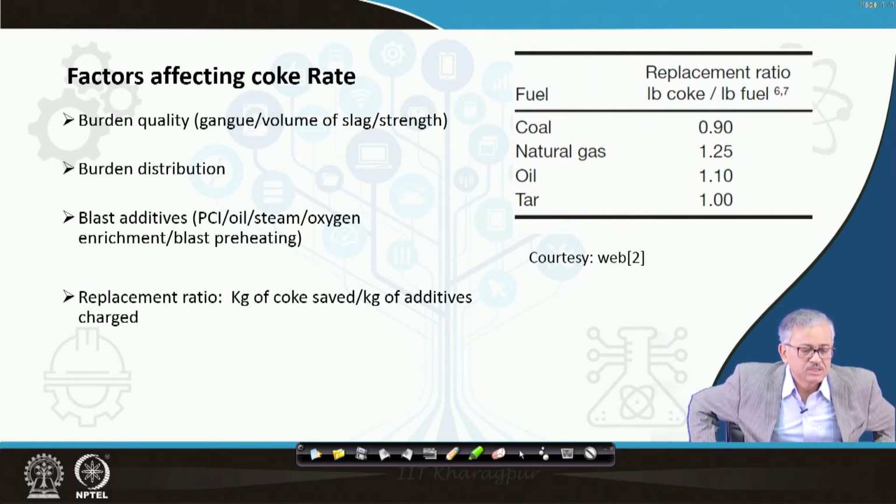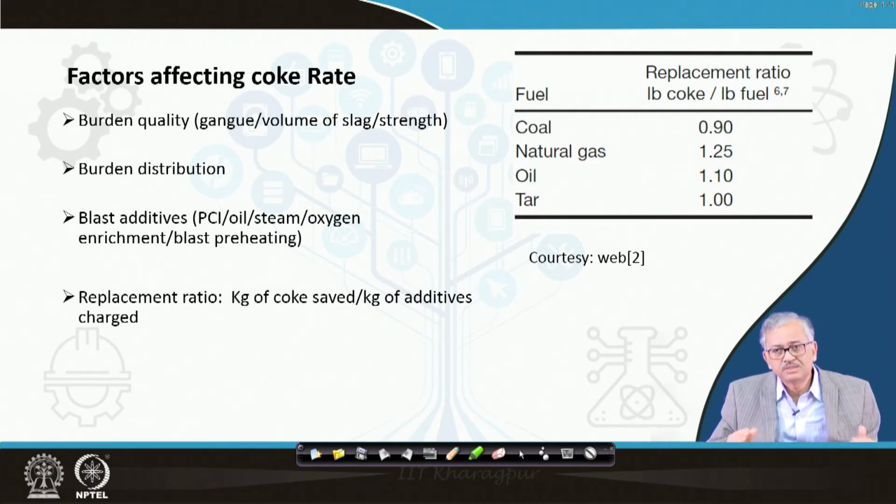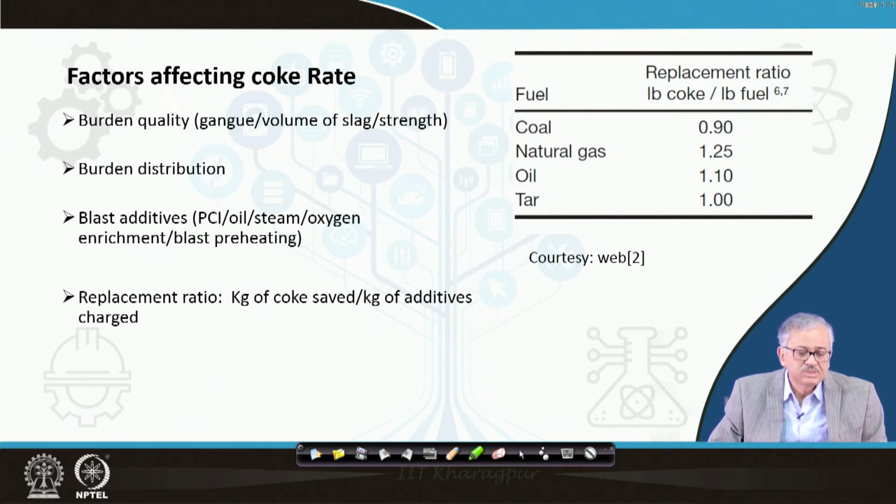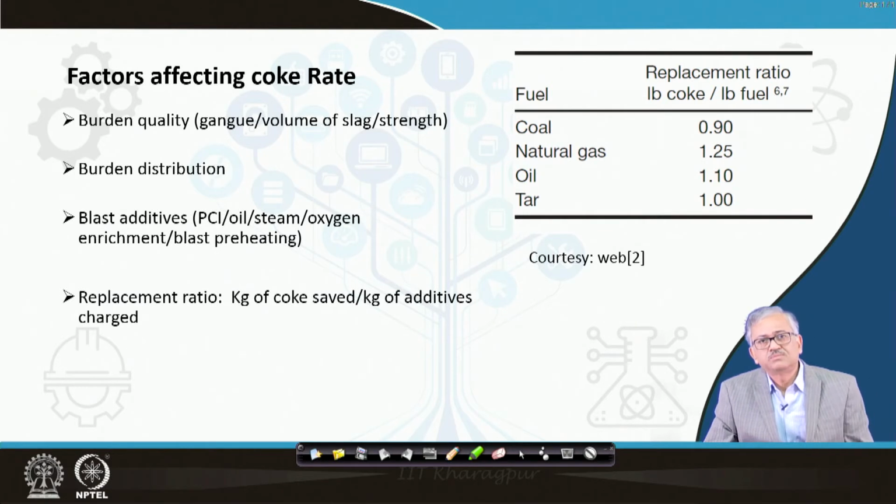Okay. So, burden distribution has a role to play. If permeability is better, then your coke utilization is better and your coke rate will be reduced. Then blast additive: obviously, with blast additives you can replace a certain amount of coke, like pulverized coal injection, oil injection, steam injection, and oxygen enrichment, which basically supports this auxiliary fuel injection. Blast preheating also can reduce the coke rate. Obviously, you are giving some sensible heat to the blast preheat, so you can do that.